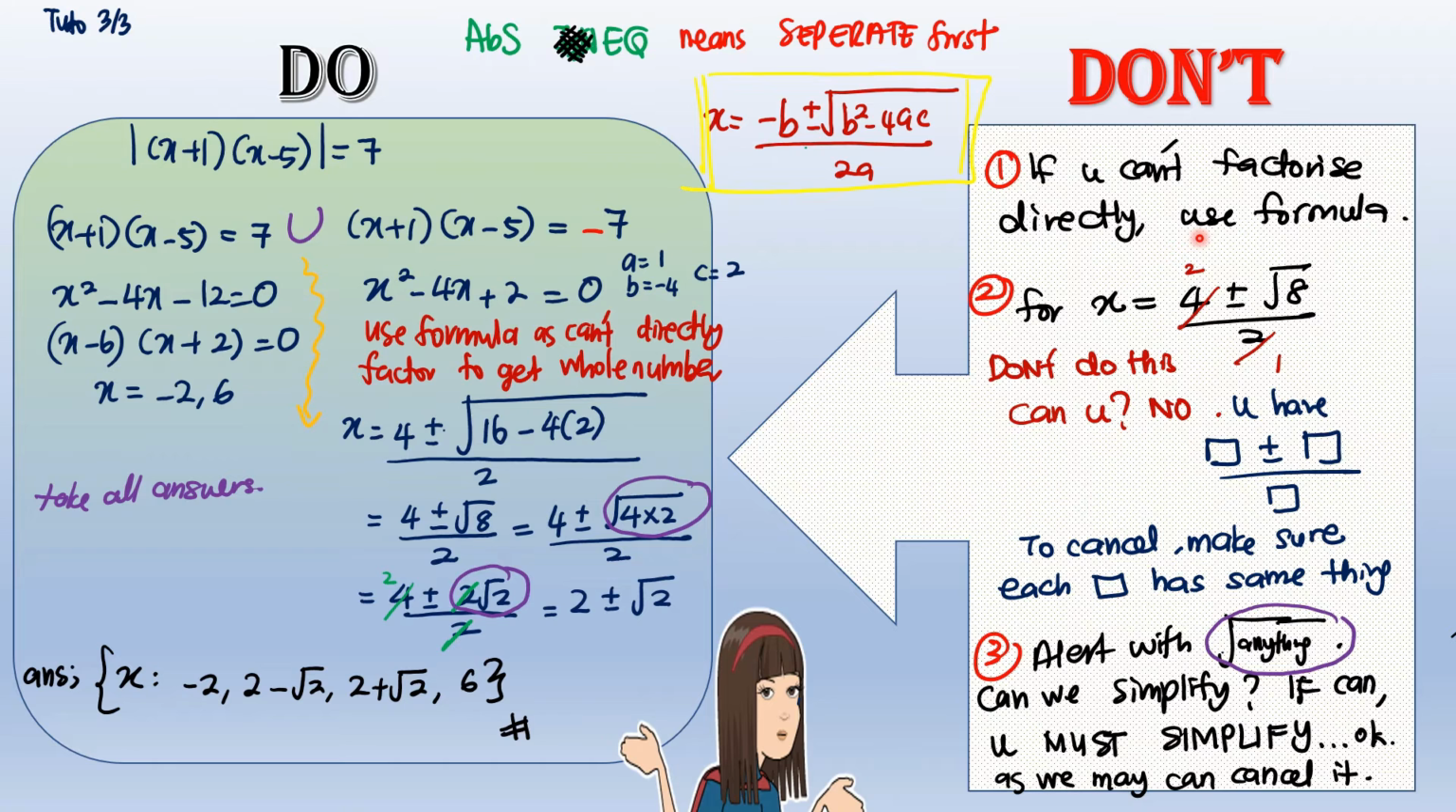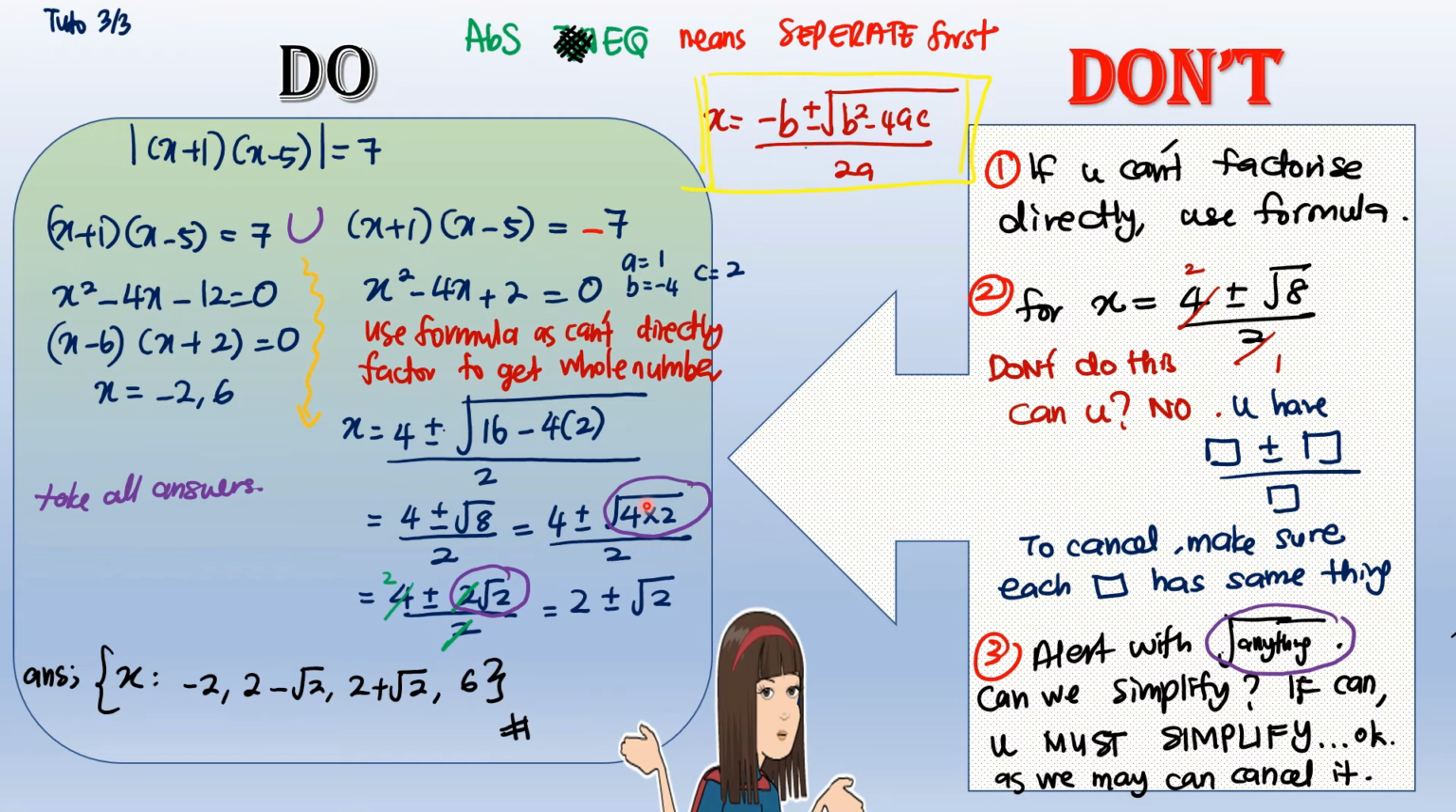What you shouldn't do here: if you can't factorize directly, we use the formula. Number 2, for x, you can't just cancel 2 of them. What we need to do is have all the terms here, and to cancel, make sure each term has the same factor. And lastly, anything inside the square root, so that we can simplify. You have to see whether inside the square root has anything related to the bottom so that we can cancel with each other.